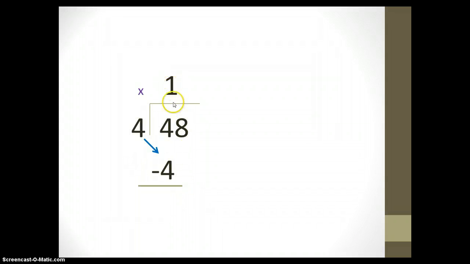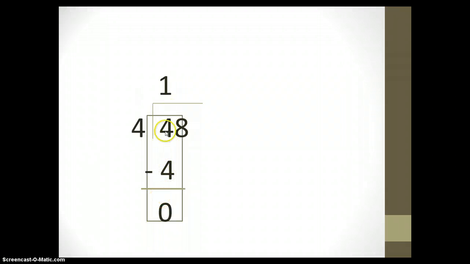So now that we have our 1 up here, we know that 4 goes into 4 one time. Then we can do 4 times 1, and that gives us 4, and we put that right down here underneath that 4 in 48. And then once we have 4 times 1 equals 4, and we have that 4 underneath here, we subtract 4 minus 4, and we get 0. So we put down the 0 down here.